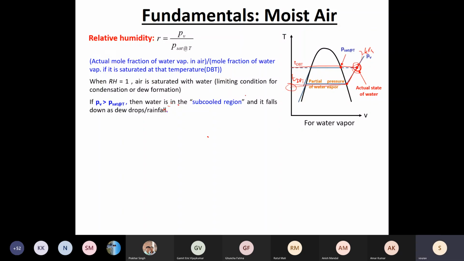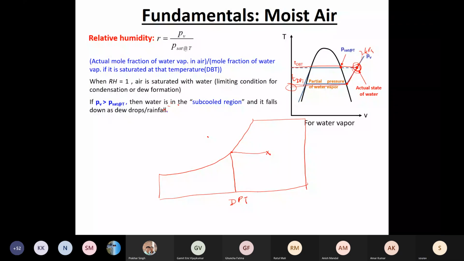Now what happens if I reduce the temperature below the dew point? I started off here. This is where I start seeing the first liquid droplet, the dew point temperature. What if I cool it further? Condensation. Condensation will happen. So the process on this psychrometry chart will be along this RH equals 100% line.